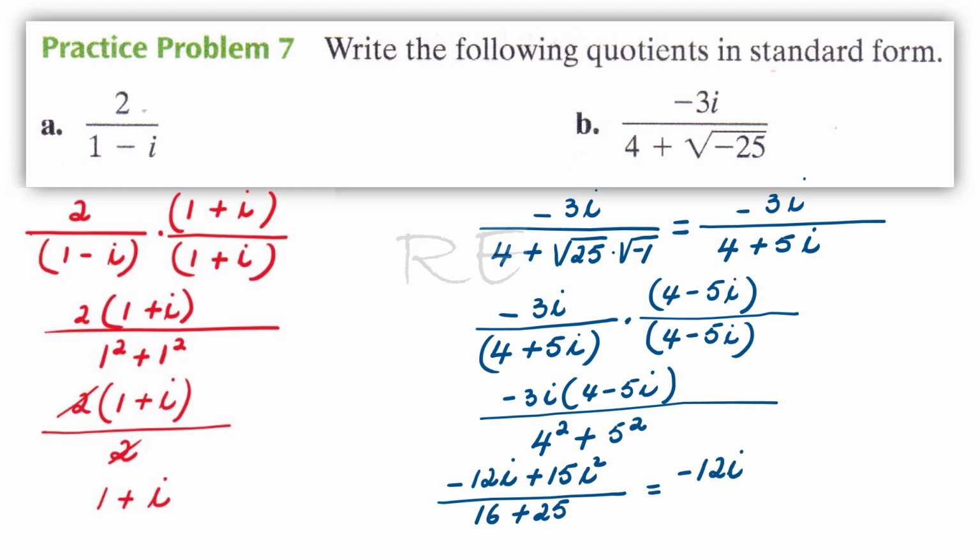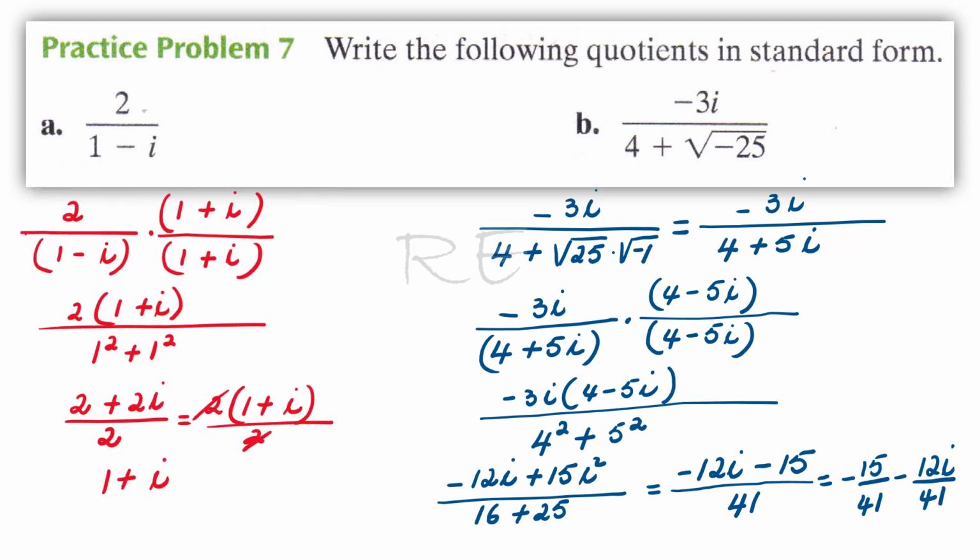Negative 12i, i squared is equal to negative 1, so negative 15. 15 times negative 1. And 16 plus 25 is equal to 41. We just have to write the result in standard form. It's going to be negative 15 over 41, the real part, minus 12i over 41.